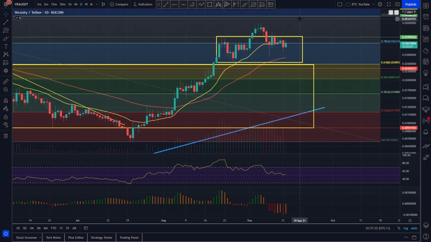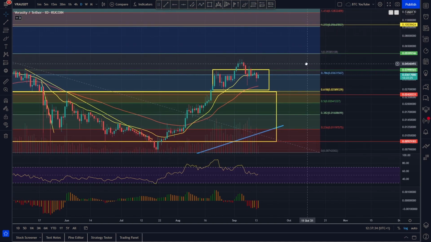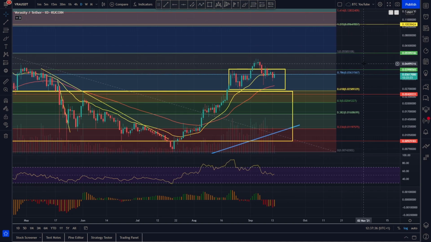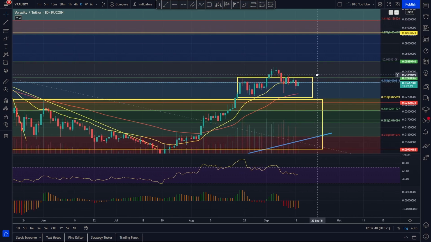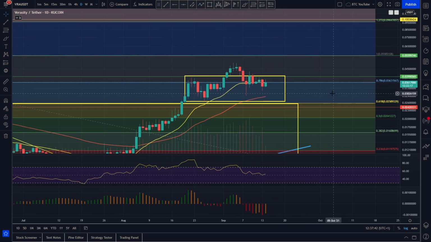And then if we do start to see ourselves heading towards that, you can imagine we would be breaking out pretty soon. And if that's the case, we're going to be looking at some very nice price targets, aren't we? The market cap for Verasity is so low, so you can imagine that once it starts moving, it's probably going to move very, very fast.